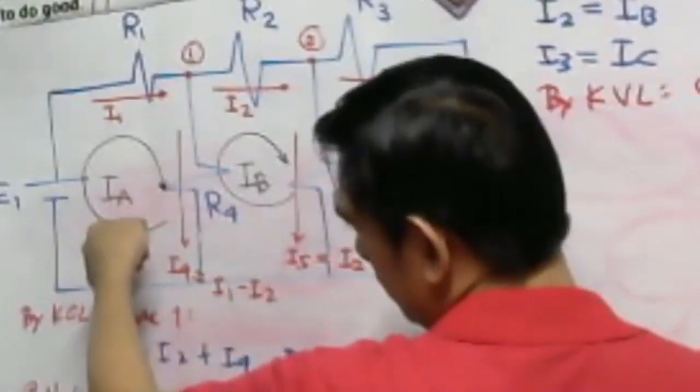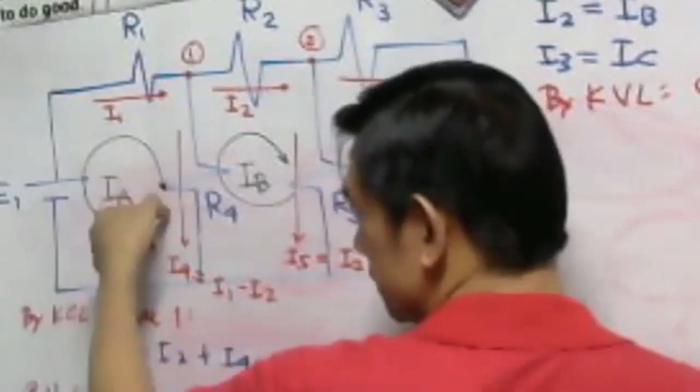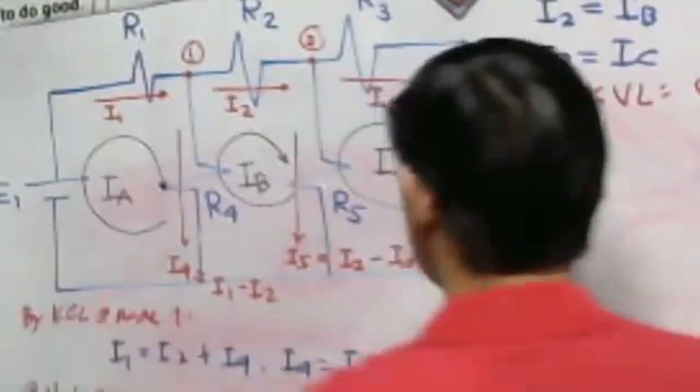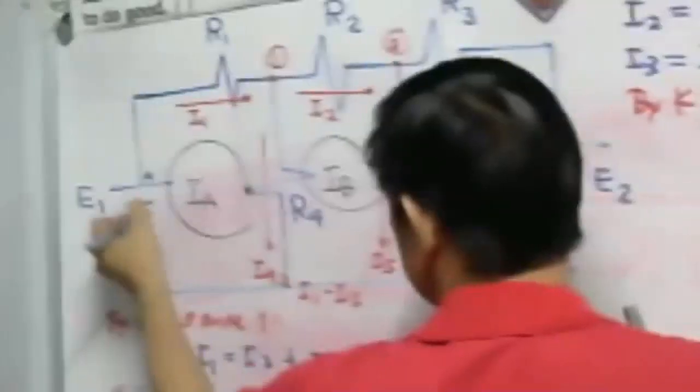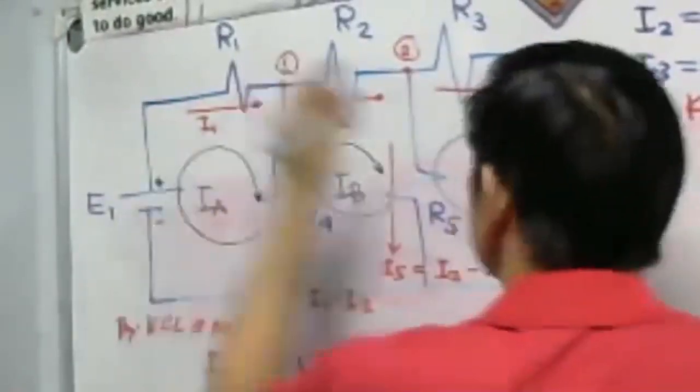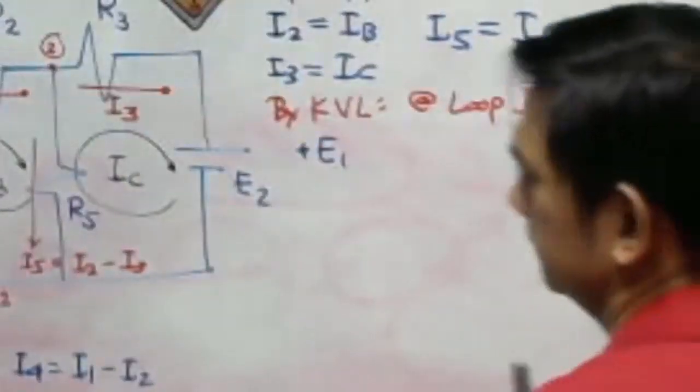Okay, so this is the circuit tracing. It leaves on the positive terminal of E sub 1, so therefore that is positive E sub 1. This is positive, this is negative. It leaves, so it came out at the positive E sub 1. So therefore, positive E sub 1.